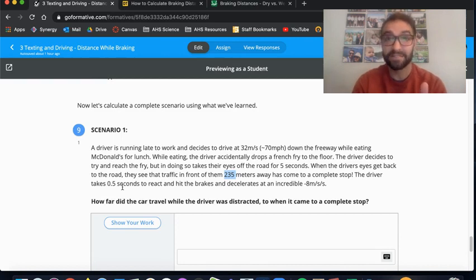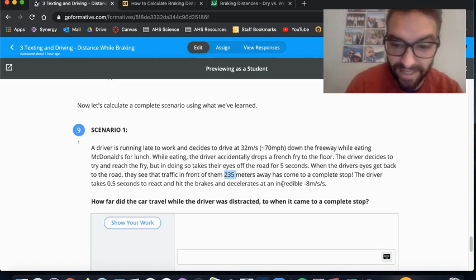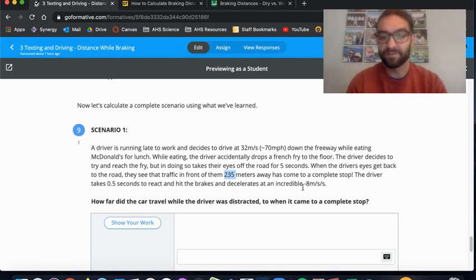By the time they pick their eyes up, they see it, and then they hit the brakes and decelerate at an incredible, remember, professional course was 9.7. So this is just under that at 8 meters per second per second. So this was quite fortunate that they could brake that hard at an incredible 8 meters per second per second. So again, can we calculate this entire scenario?